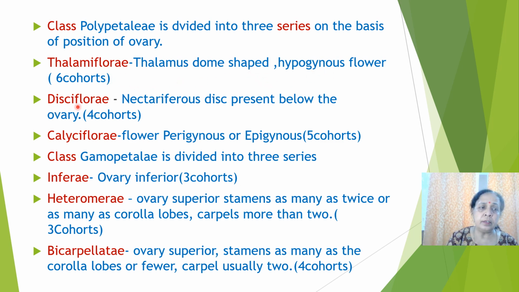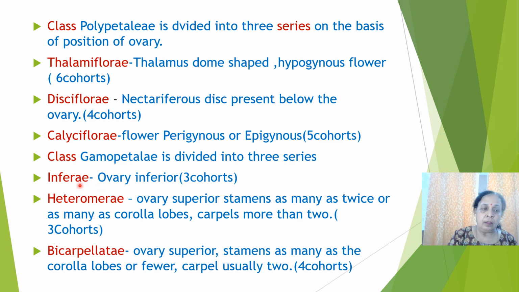The next series is Disciflorae. In Disciflorae, flowers bear a nectariferous disc below the ovary, and the series includes 4 cohorts. Next series is Calyciflorae, where the flowers are perigynous and epigynous. Perigynous means half inferior ovary bearing flowers, and epigynous means completely inferior ovary bearing flowers. This series includes 5 cohorts.